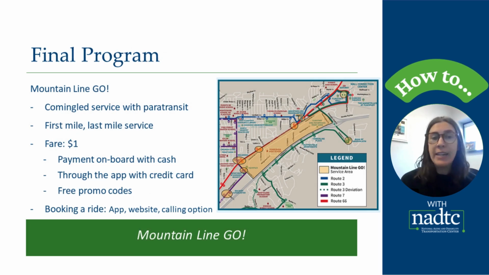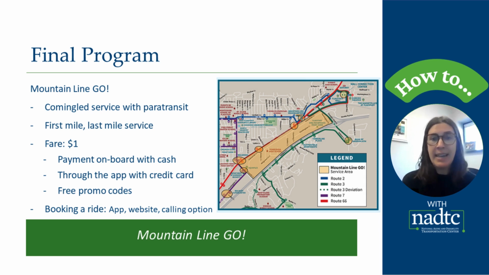And so our final program, called Mountain Line Go, was a commingled service with paratransit, meaning it's actually the same vehicle that's picking up both microtransit and paratransit clients. This really was something new for Mountain Line, and we wanted to test out this ability. Our paratransit service had a lot of downtime, times from the last drop-off to the next pickup. Sometimes it wouldn't have any rides for half an hour to an hour. So how can we better utilize these vehicles that are already out in the field?